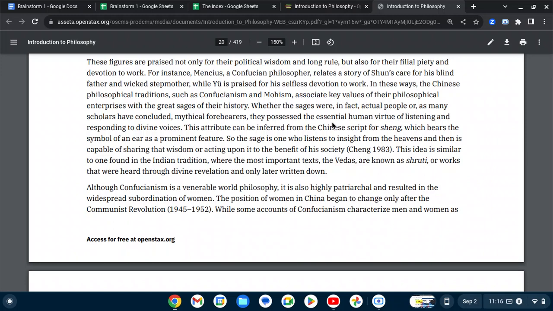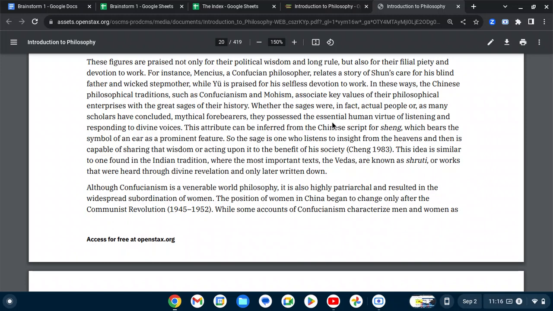For instance, Mencius, a Confucian philosopher, relates a story of Shun's care for his blind father and wicked stepmother, while Yu is praised for his selfless devotion to work. In these ways, the Chinese philosophical traditions, such as Confucianism and Mohism, associate key values of their philosophical enterprises with the great sages of their history.